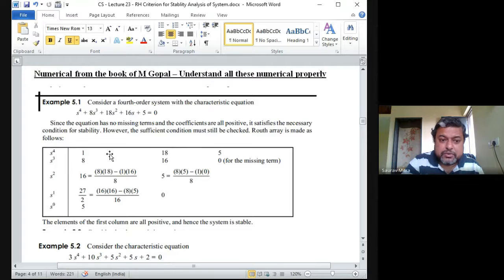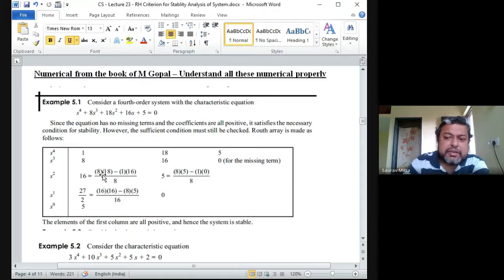8 into 18. So bottom left. In a determinant what we do is top left multiplied by bottom right minus bottom left into top right. Here we do the reverse. Okay, how to find the other table parameters? So bottom left multiplied by top right, that is 8 multiplied by 18.